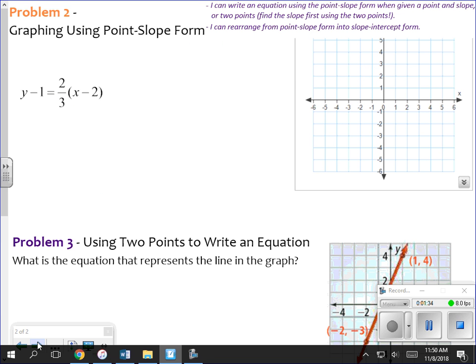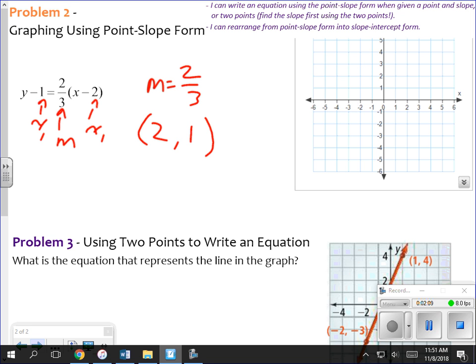Problem 2, graphing using the point-slope form. Well, you need to identify the parts that you're going to graph. You need to identify your slope. So my slope is 2/3. And then I have to identify my x, y coordinate that I'm going to be starting from. It's x minus the x coordinate, so that 2 is my x coordinate, y minus 1. That's my y coordinate. Slope, x1, y1. Slope is 2/3. X coordinate's 2. Y coordinate is 1. I've identified my parts so I can graph the line.